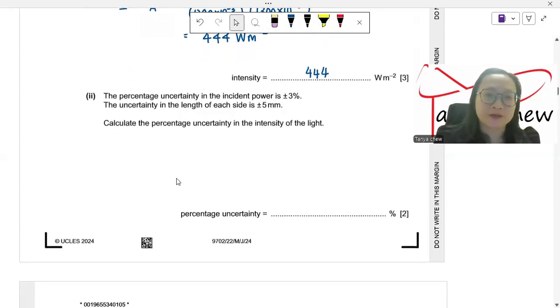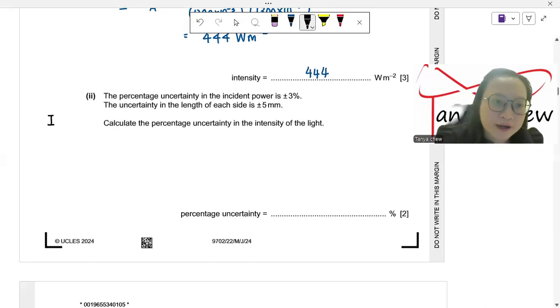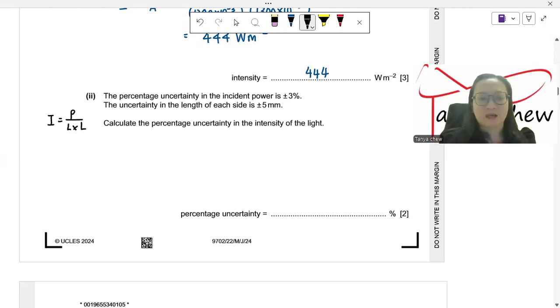The second part, the percentage uncertainty in the incident power is plus minus 3%. The uncertainty in the length of each side is plus minus 5 millimeter. Calculate the percentage uncertainty in the intensity of the light. In order for you to calculate the uncertainty, first of all, you have to look back at the equation that you use. I use I equals to P over length times length. This is related to multiplication, related to division.